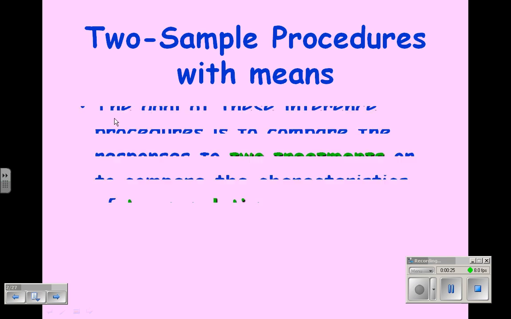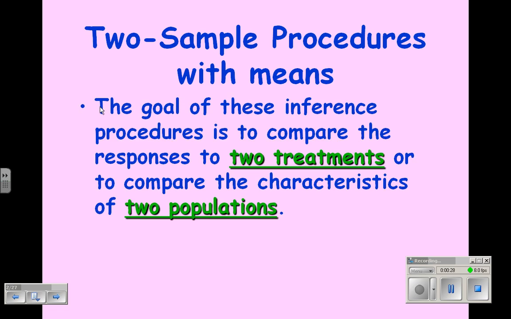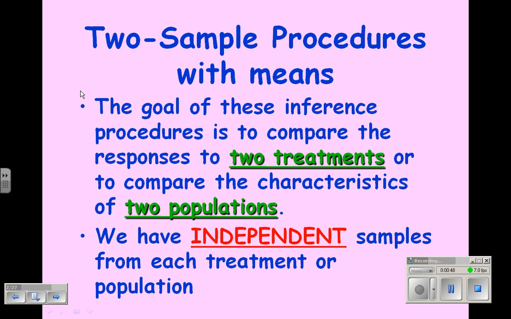To start us off, the goal of these inference procedures is to compare the responses to two treatments or to compare the characteristics of two populations. This is the first time we've been talking about two separate treatments or two separate populations and comparing them to each other. In order to do that, we need to use these two-sample procedures as opposed to the one sample that we've been doing.